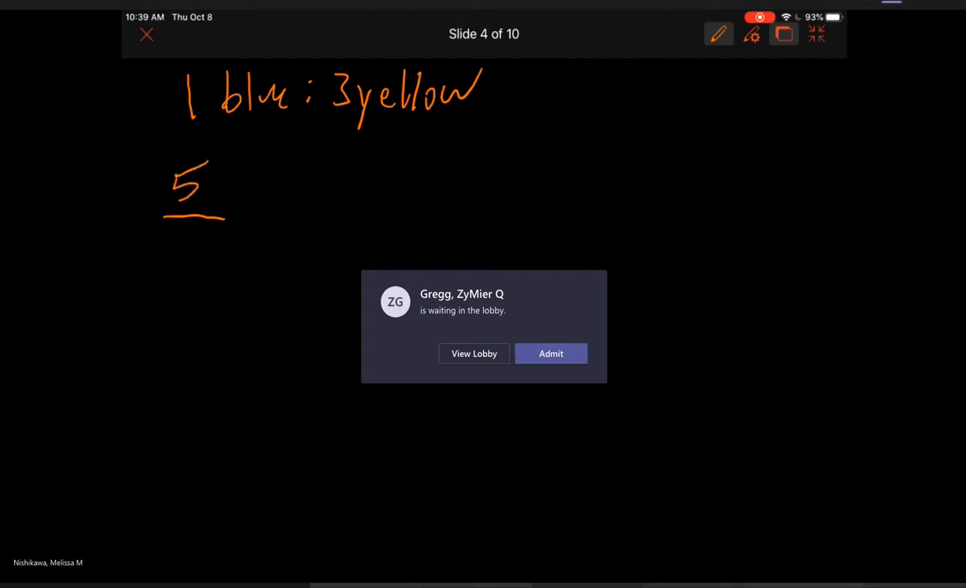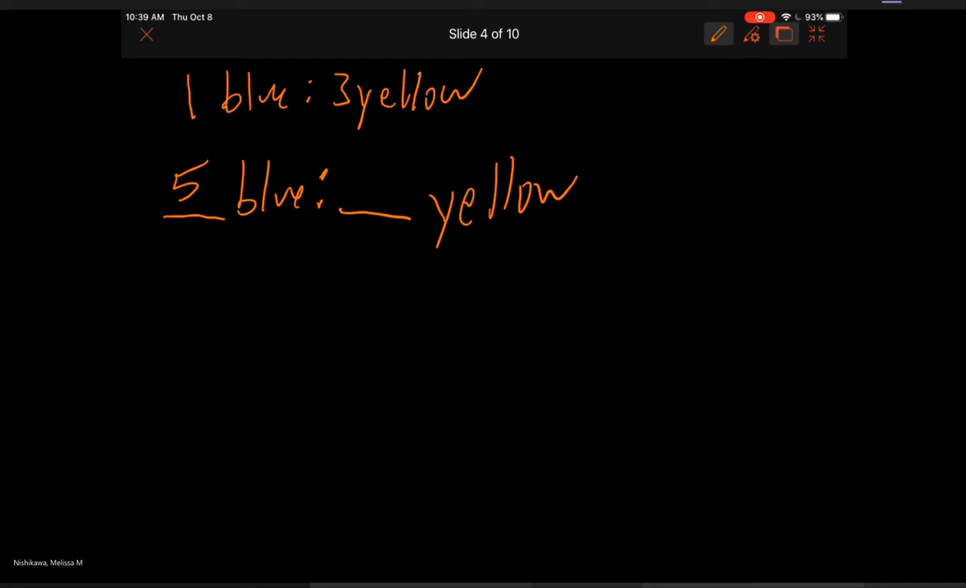So I have 5 blue. How many yellow do I need? Type in the chat box. How many yellow would I need if I had 5 blue water? And if your chat box isn't working, you can just come off mute.